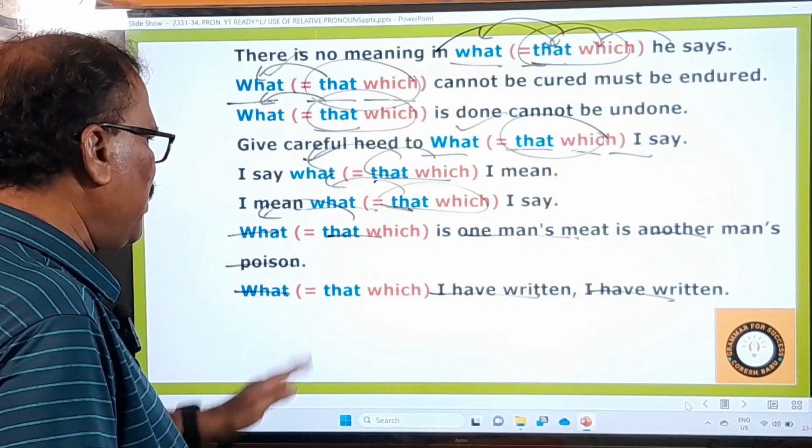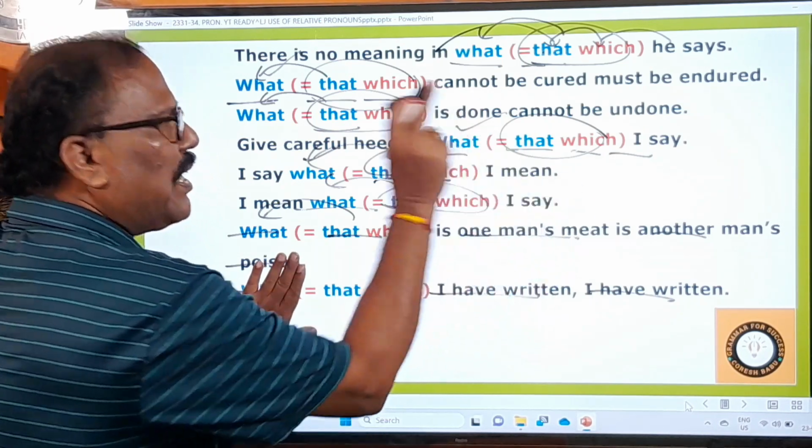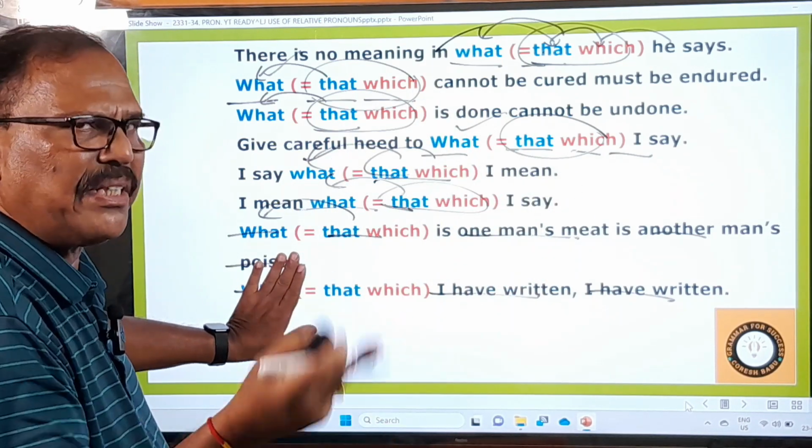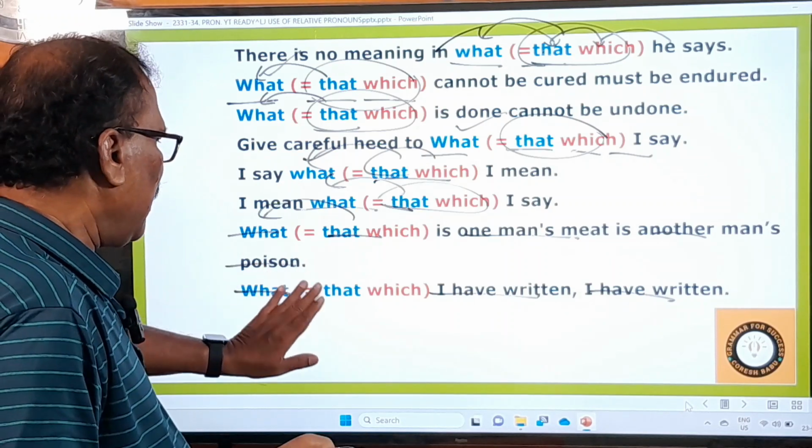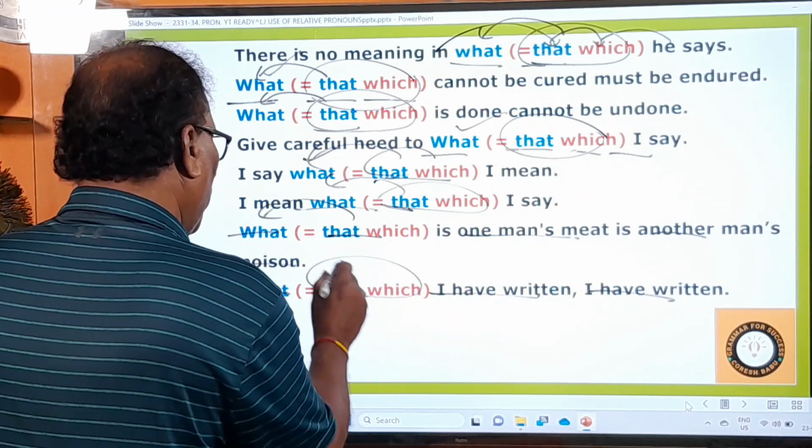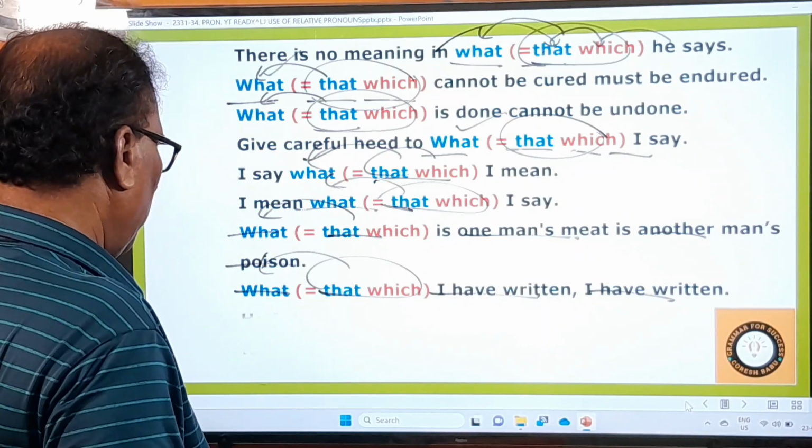What I have written means that which I have written, I have written. Whatever I have written, that's all. So here, instead of these two things, we are using what. Okay, right. One more example is there.